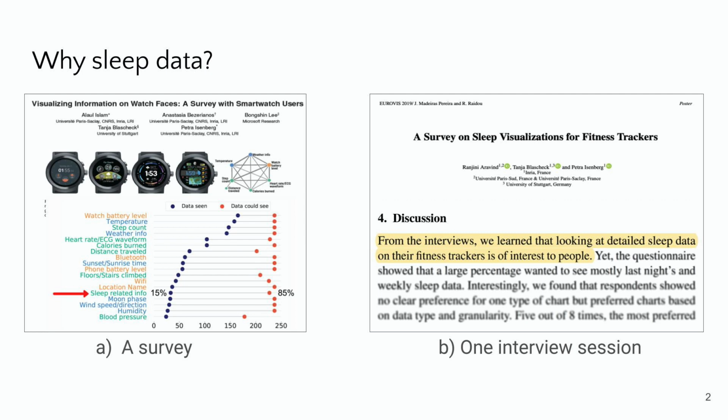Our work was motivated by two previous studies. In the first, we found that 85% of smartwatches could show sleep data, but only 15% of wearers actually saw it directly on their watch face. In the second, 40% of the participants we interviewed wished to see detailed sleep data directly on their fitness trackers, but currently this data was not provided by the trackers.